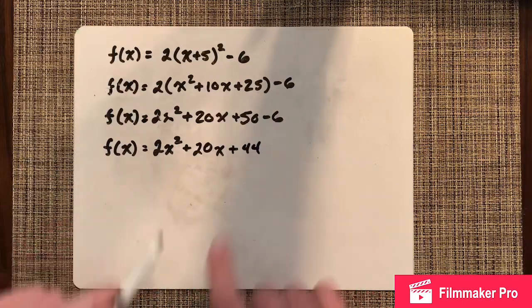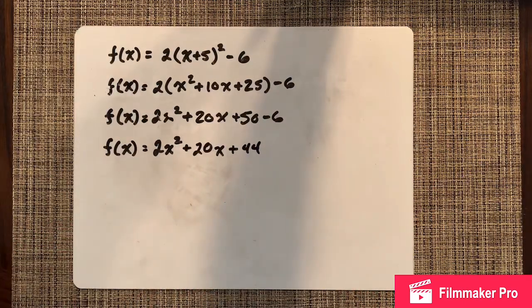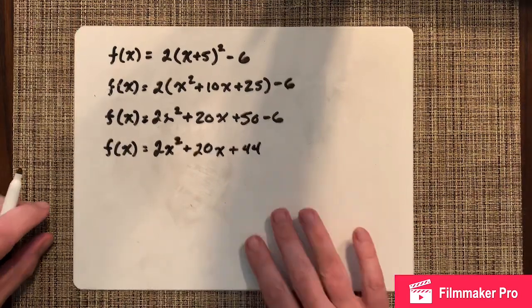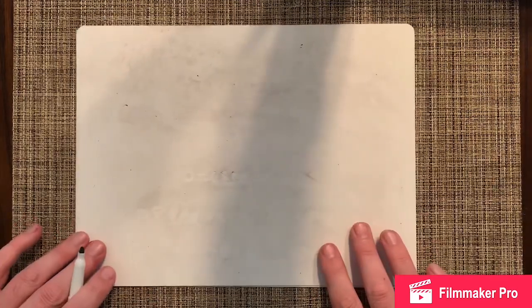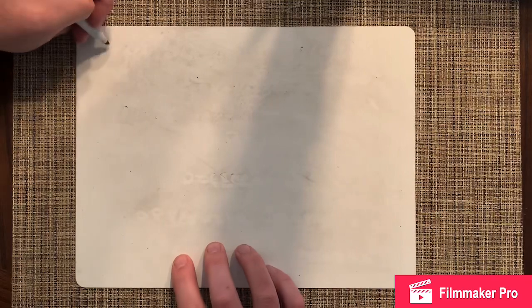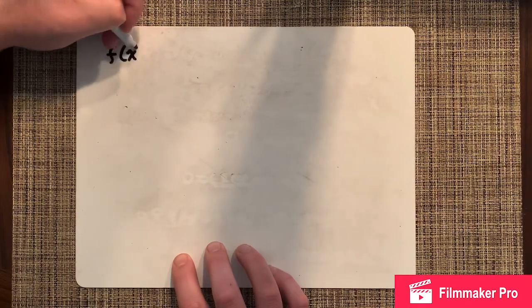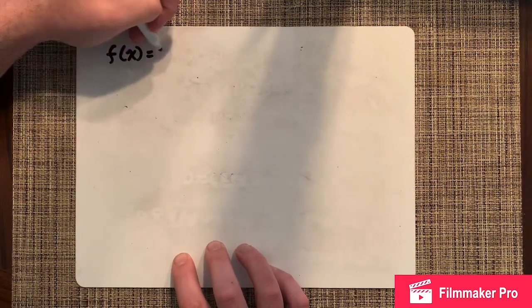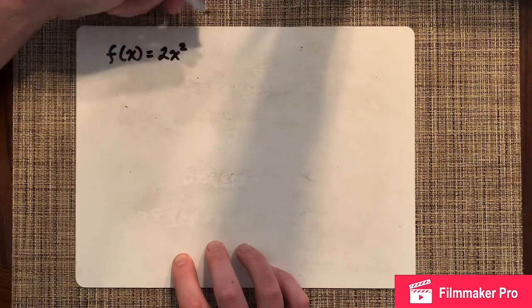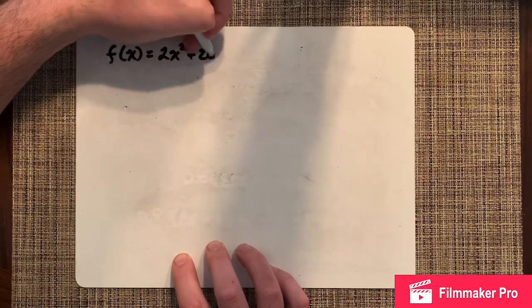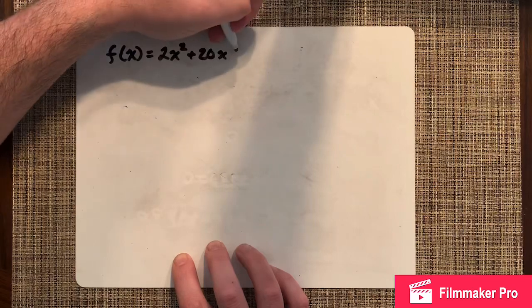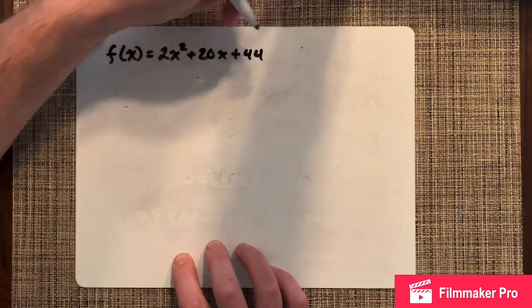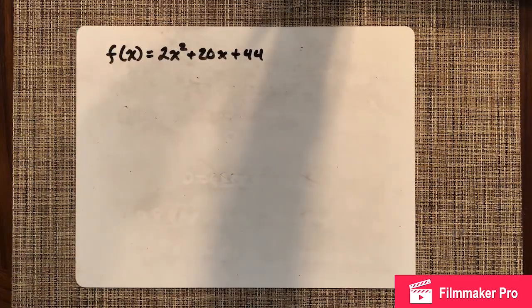So I'm looking at all of this, and that is what I'm going to use to complete my square to get this back. All right. So I'm going to put that over here. I'm going to take this one. Okay, I'm going to start with f of x is equal to 2x squared plus 20x plus 44. All right, so a lot of math has to do with structure.